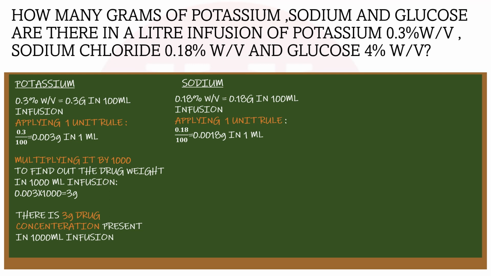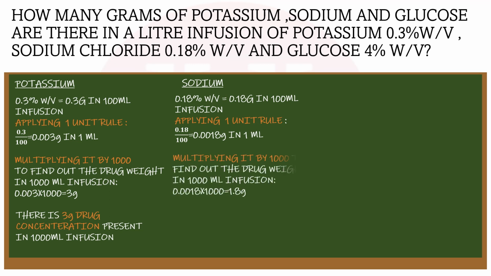Now we have to find it out in 1000 ml or in 1 liter what is the sodium's grams. So we will be multiplying it by 1000 and it will be giving us the answer 1.8 gram. So finally in 1 liter solution or in 1000 ml of the solution we have 1.8 grams of sodium.